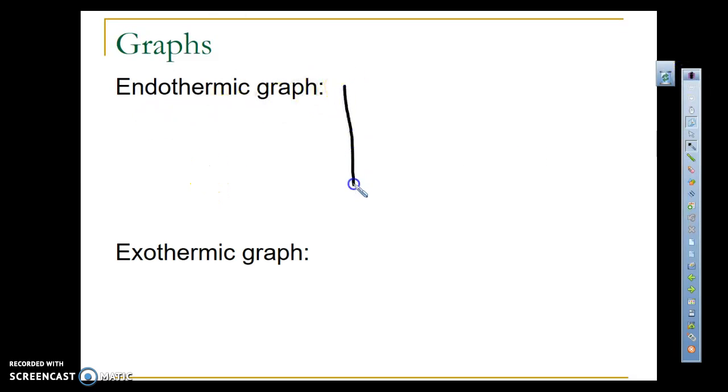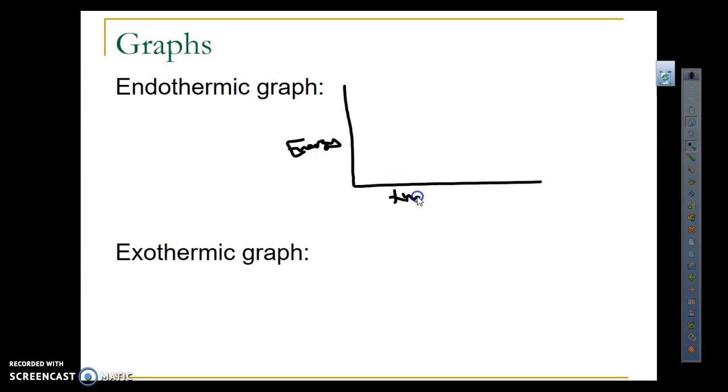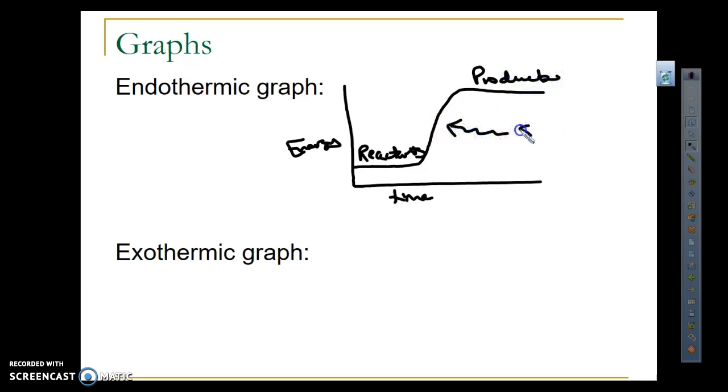So for an endothermic graph, and it's important that you understand that, if we do energy versus time as it goes on, in an endothermic graph the reactants start out pretty low in energy, and the products are up here. The reason the products have more energy over time is because heat is being taken from the surroundings. So the water is cold, your hands are cold, and these little molecules are taking in this energy, and the resulting product has more energy. Now that's not as common.